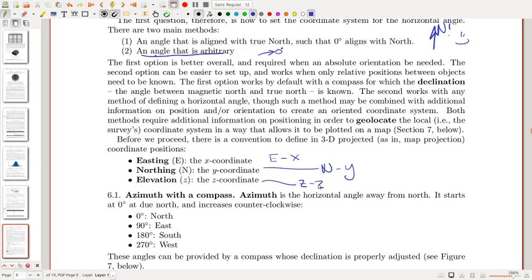So z is z. And you can think about this in terms of a coordinate system. So we have easting, which is x, northing, which is y, and coming up towards us. And so remember, this is the tip of the arrow coming towards us. This is elevation, which is just z.